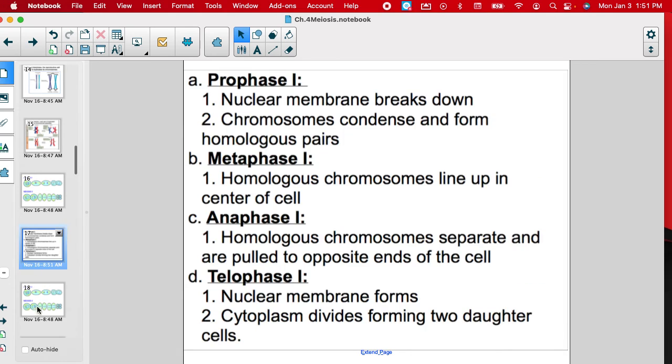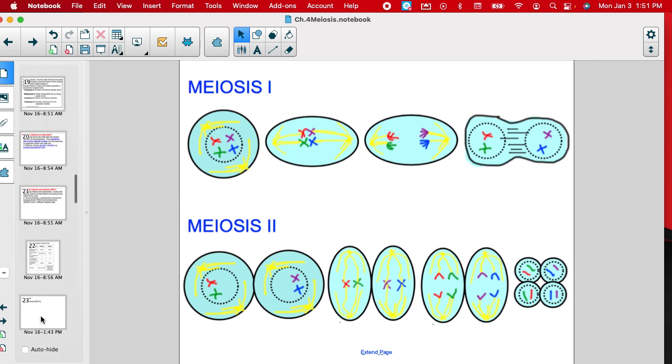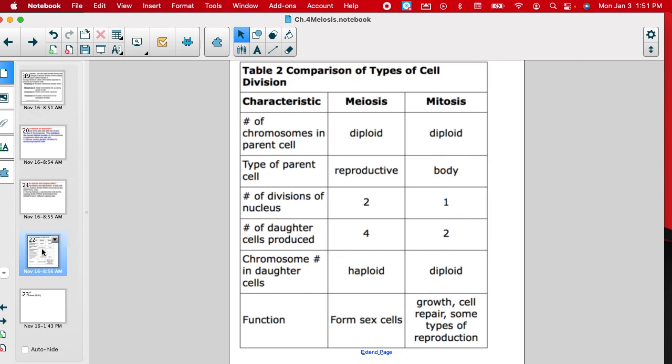All right, so I think that wraps up 4.1, section 1. You're going to get an assignment, I believe it's the meiosis packet, and you'll get today and all of tomorrow to work on it.